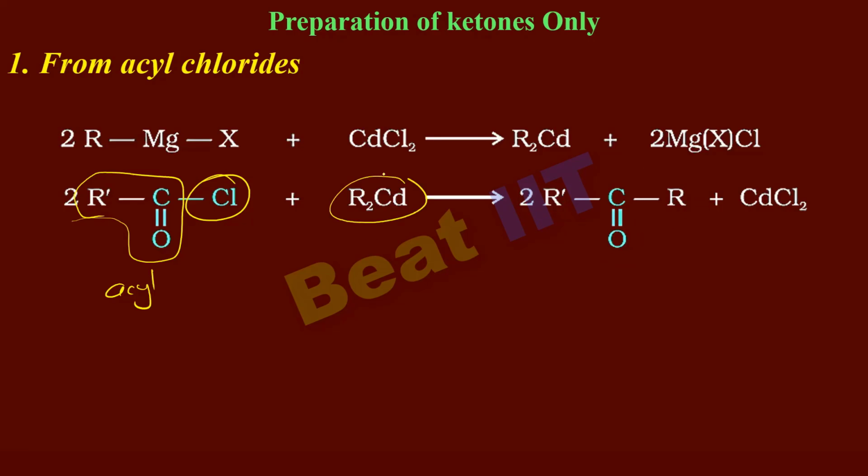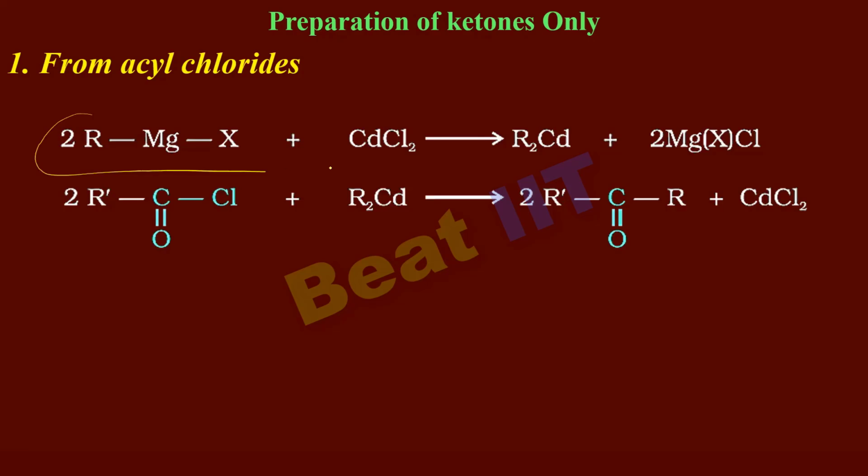But this alkyl cadmium is produced at the time of the reaction. It is not very stable. So alkyl cadmium is produced at the time of reaction. That's why this first reaction is there, which is extra. We use Grignard reagent with cadmium dichloride to produce alkyl cadmium. So R2Cd is produced during the reaction, just before the reaction, and it is used in the second step to produce ketone. So this is first method from acyl chlorides in which we can produce ketones, only ketones.